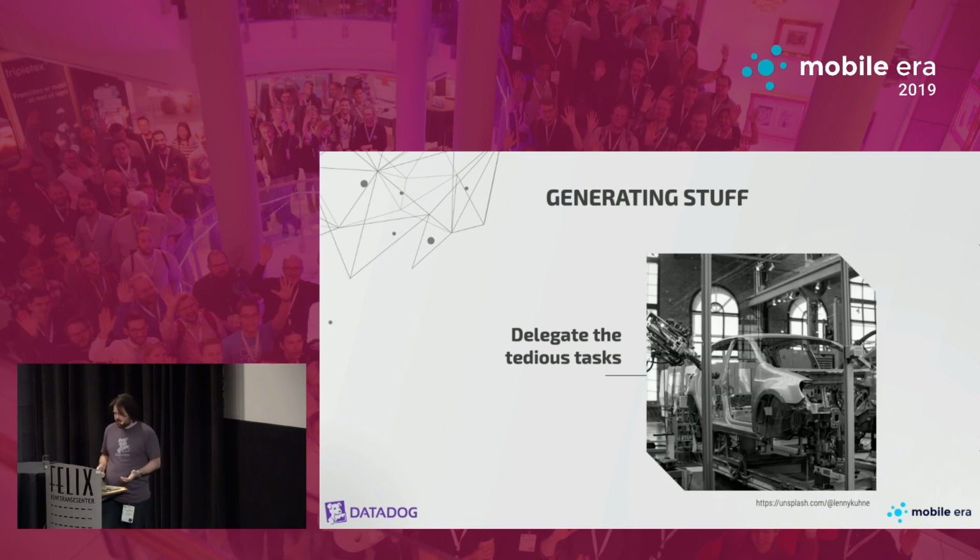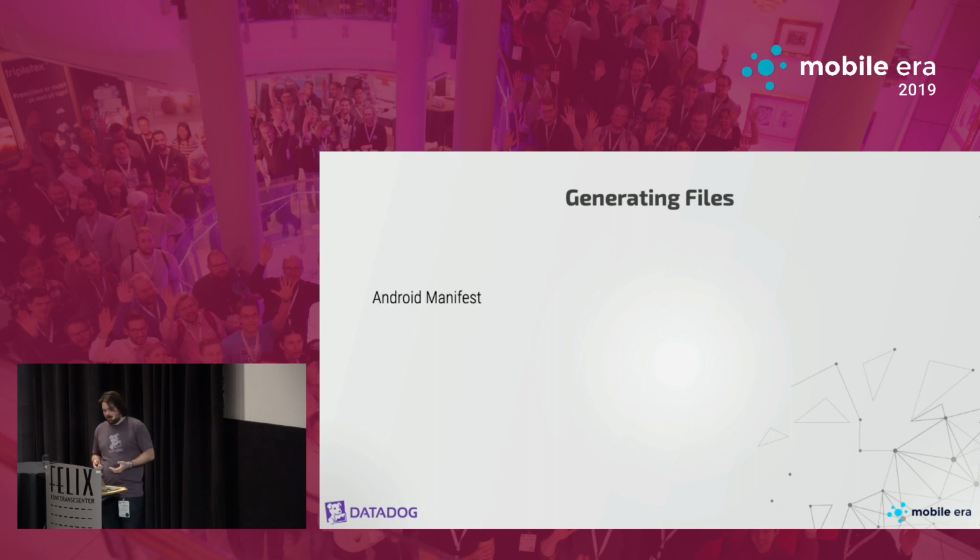Then you can, of course, generate stuff, which is what most tasks do anyway. There are tasks that look at your Java code and generate bytecode, or Kotlin and generate bytecode, or all those things. You can generate files, like your Android manifest, or some source code. There are two very good libraries named Java Poet and Kotlin Poet that allow you to generate valid Java and Kotlin code. So if you want to generate class files, this is very, very nice to use. You can take a look at that.